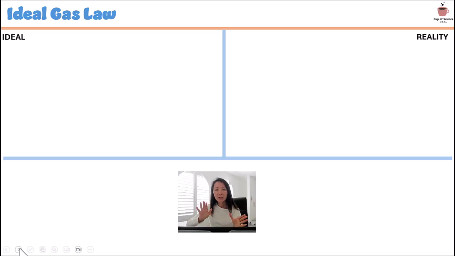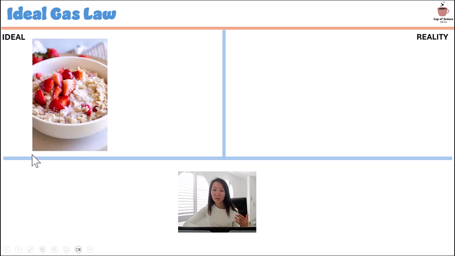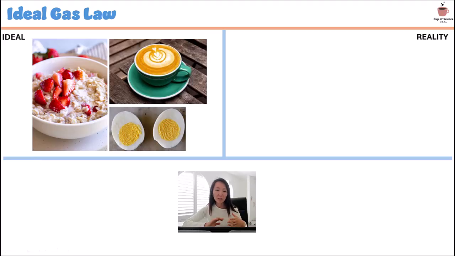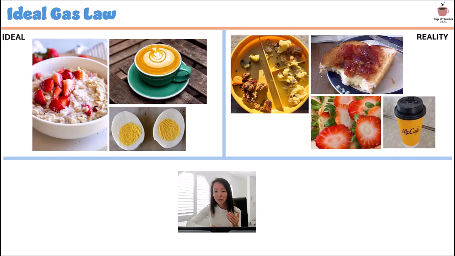Now, let me give you two different scenarios of my breakfast. An ideal breakfast would look something like this. I would have a great oatmeal, maybe a latte from somewhere fancy, and then I would get a boiled egg. This would be a very typical ideal breakfast. But the reality is it doesn't look anything like this. It looks more like this.